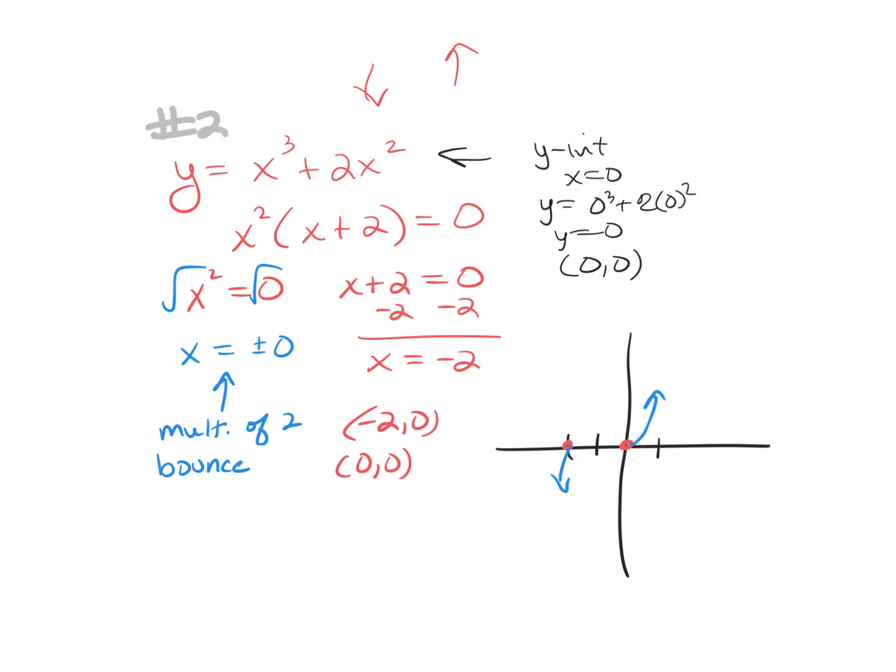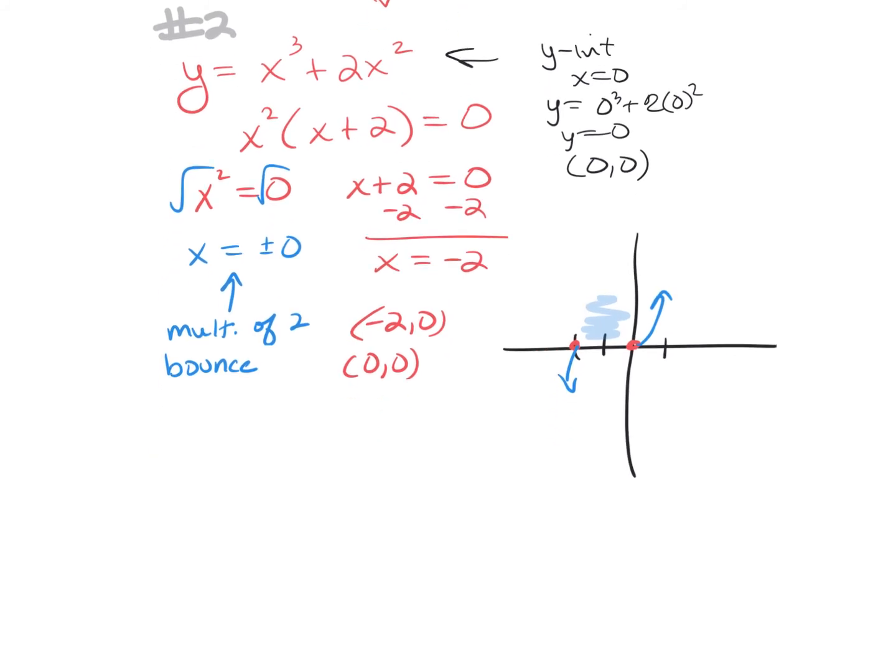Now, I need to figure out what's happening in between here. So I can do synthetic division with negative 1 to see how high my graph is going to go. And then I've got to have all of the coefficients. So x to the third has a 1. X squared has a 2. I don't have an x term, and I don't have a constant. So I've got to fill those gaps with zeros.